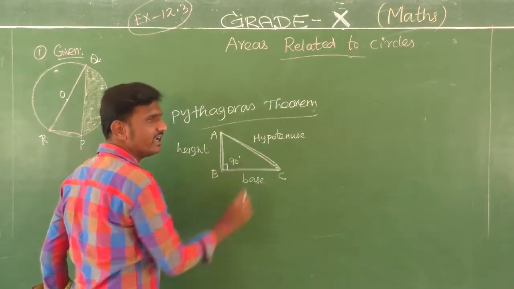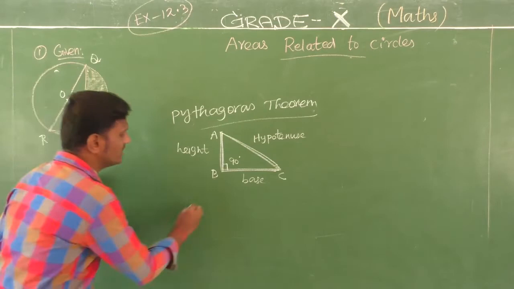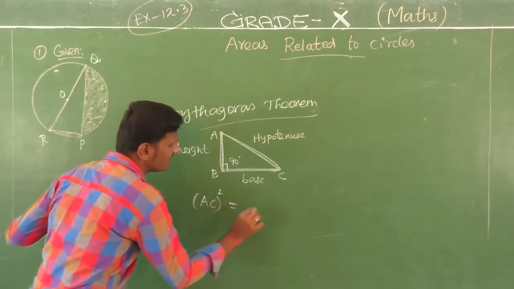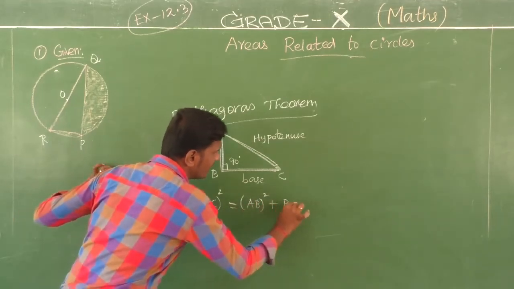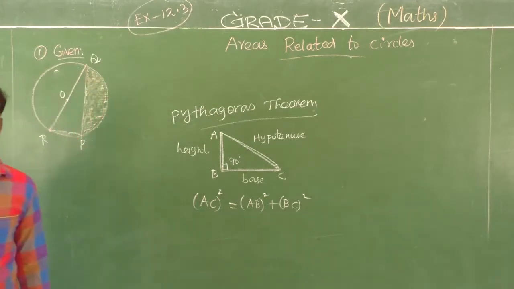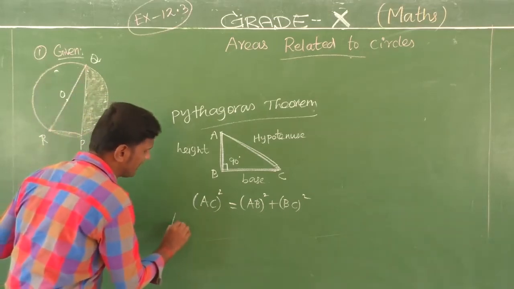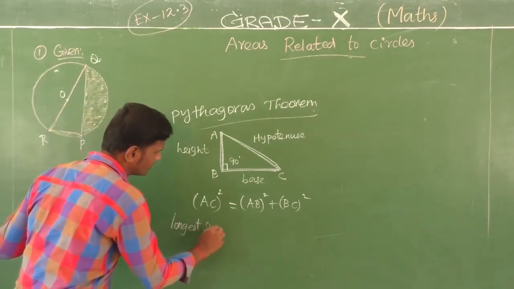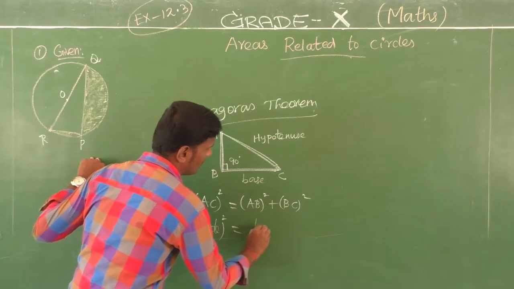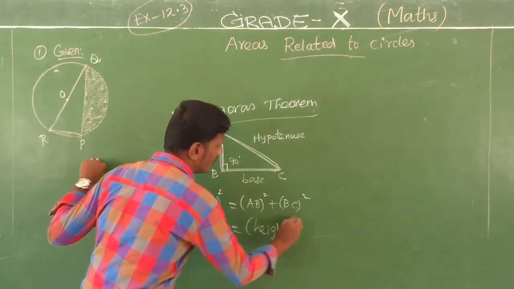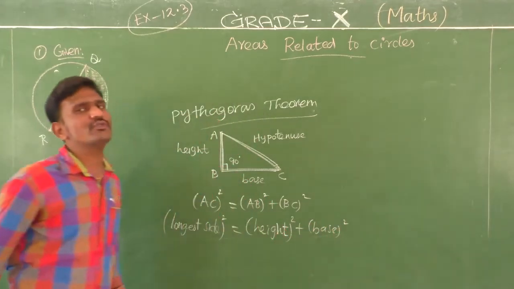From your 9th syllabus, the square of the hypotenuse, the square of the longest side, is equal to the sum of the squares of the other two sides. So that is AC square, AC the whole square, which is equal to AB square plus BC square. So this is your Pythagoras theorem, from your 9th standard basics. AC means the longest side, the whole square, which is equal to base the whole square plus height the whole square. So this is your portion for the 9th syllabus.